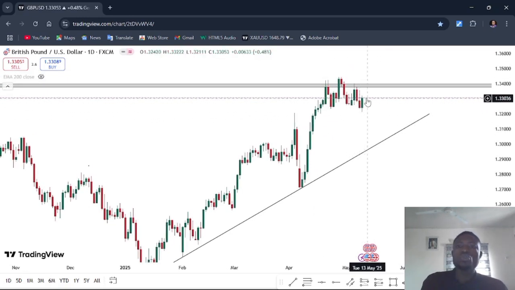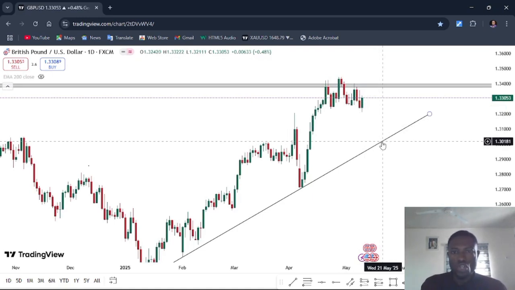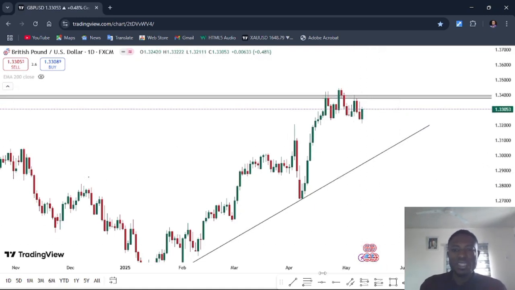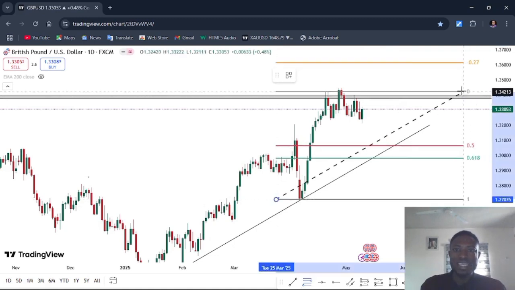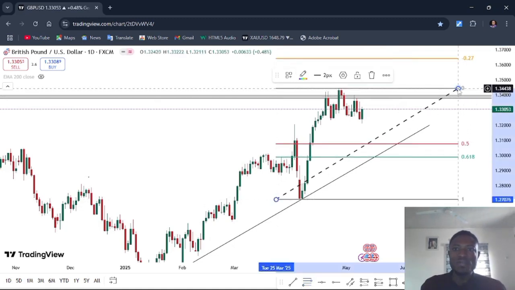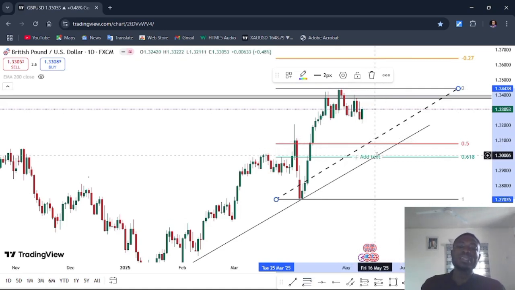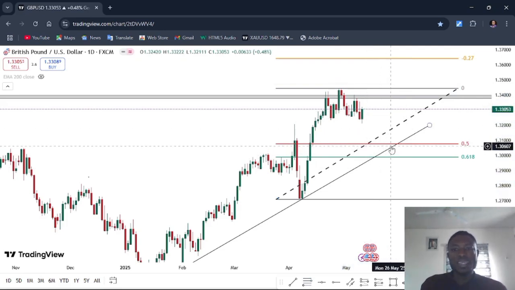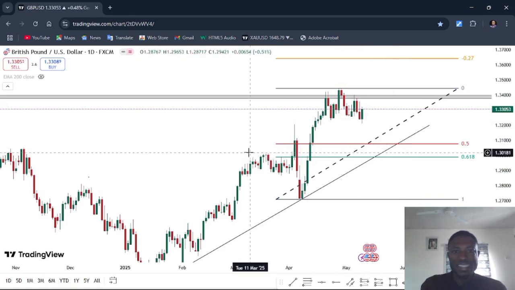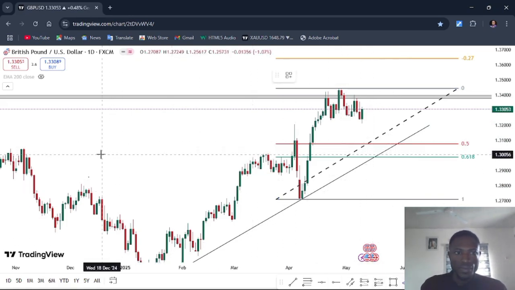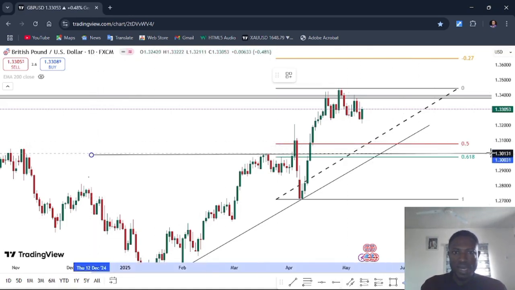Maybe price wants to come and make a third touch of this trend line. And if there is something I have learned about GBP USD, it is that it loves respecting Fibonacci. It loves respecting the 0.5 or 0.618, one of these Fibonacci levels. So probably price wants to come and test this particular zone, test this previous high. Let me mark it out. Test this particular high right here.